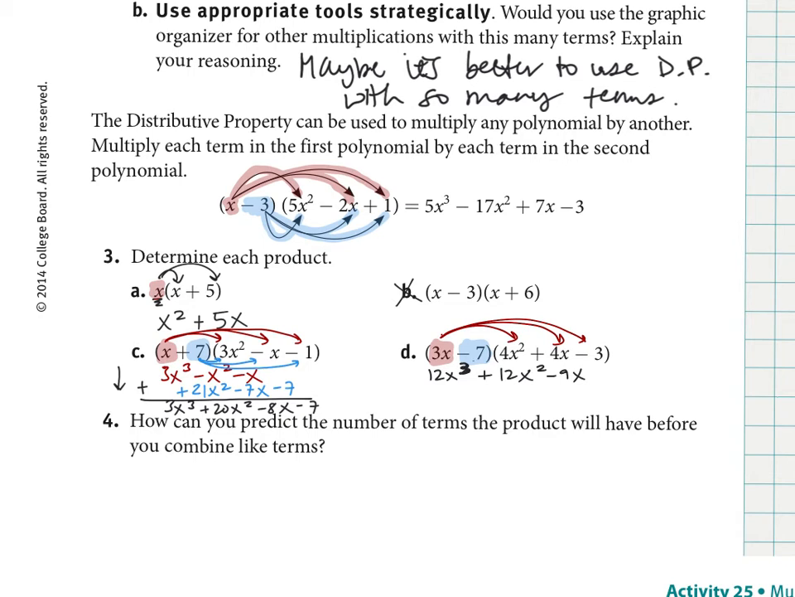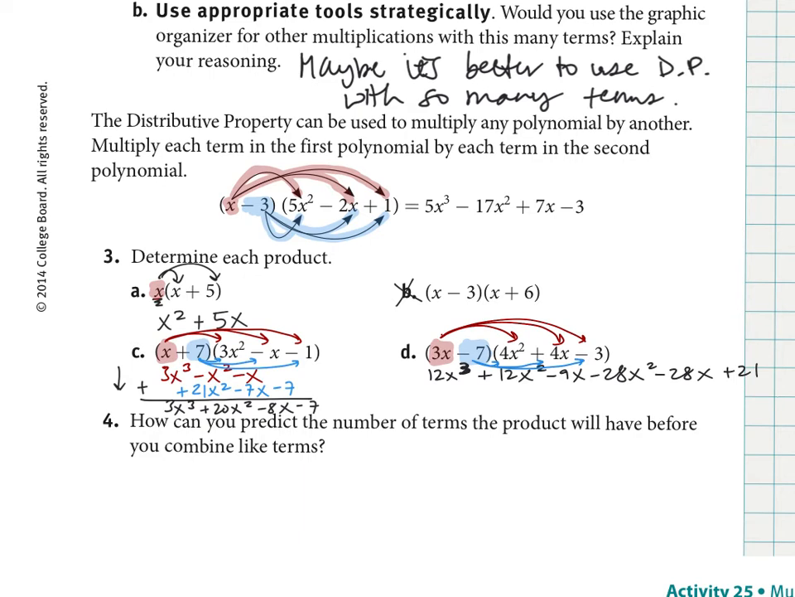If I keep going with the -7 times 4x squared, we'll get -28x squared. Then we'll do -7 times 4x. That'll be a -28x. Last but not least, we're going to do -7 times a -3, and that's going to give us a positive 21. Again, a lot of the numbers are repeats here, so always be careful with what you're doing.